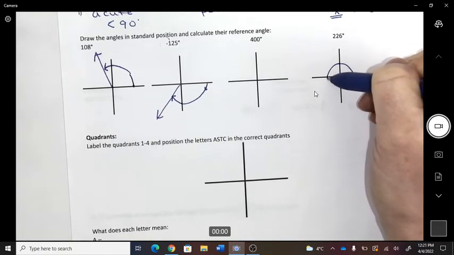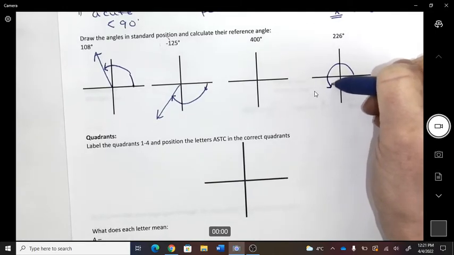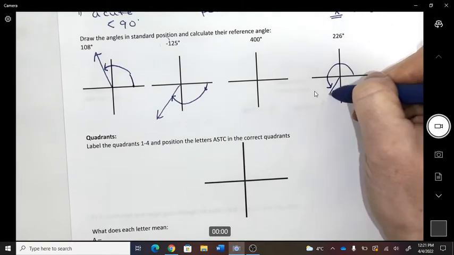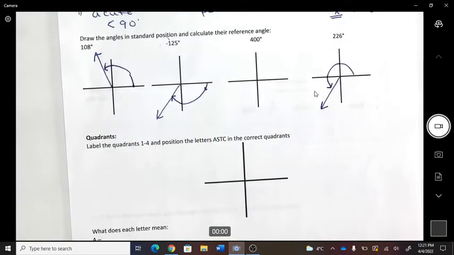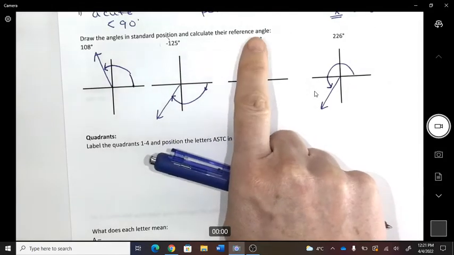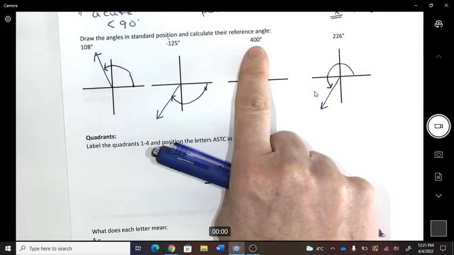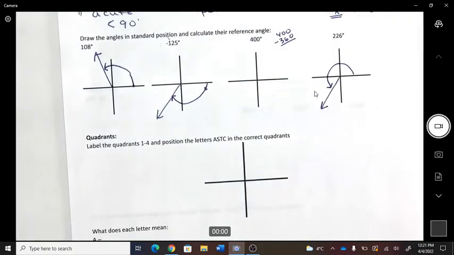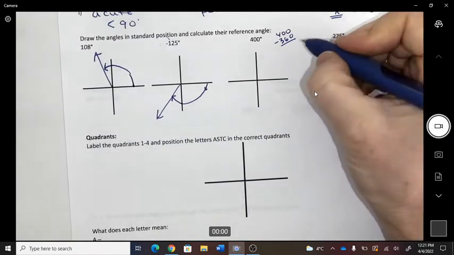So 226 would be like that. 180 plus, that'd be 46 more degrees. Okay, last one here, we skipped it, but what is going on with 400 degrees? It's already bigger than a whole circle, right? So I'm going to go 400 subtract 360. Anybody know what that is with mental math?